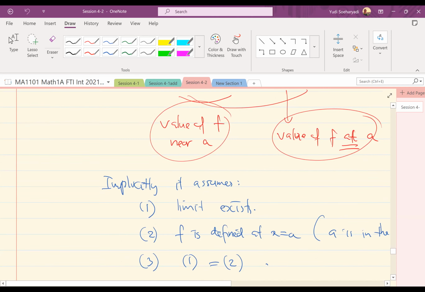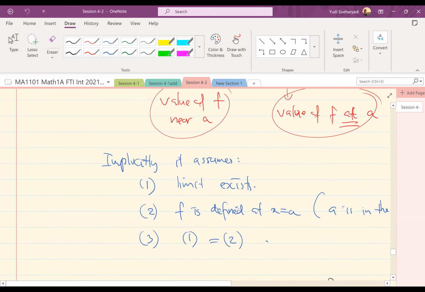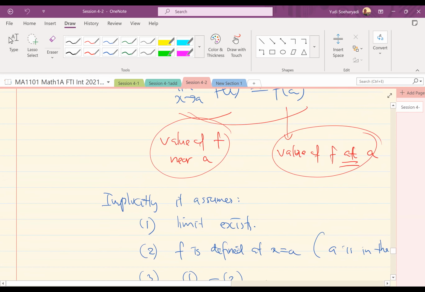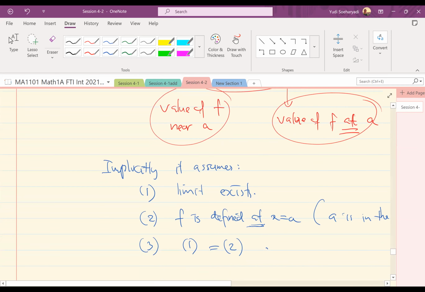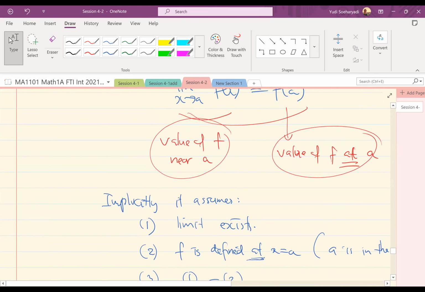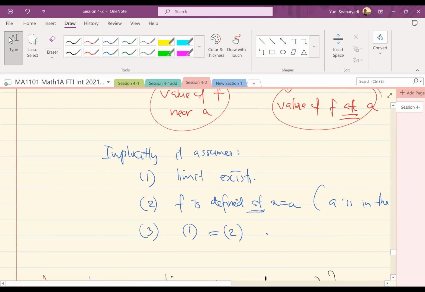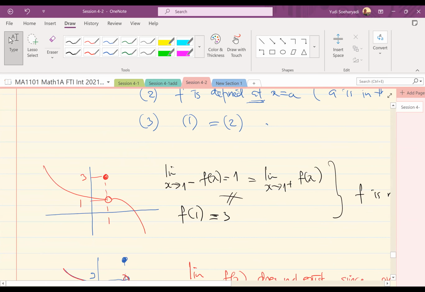Okay, so what we assume is that of course f must be defined at that point, so f behaves in some way at A, and then the limit also exists. So you can predict the behavior of f around A, and then the two match up. Okay, so that's what we call continuous.